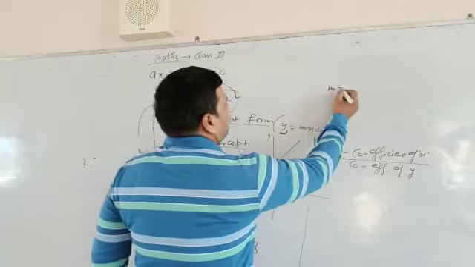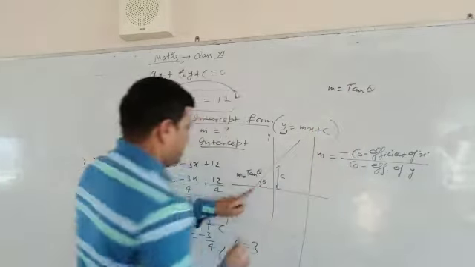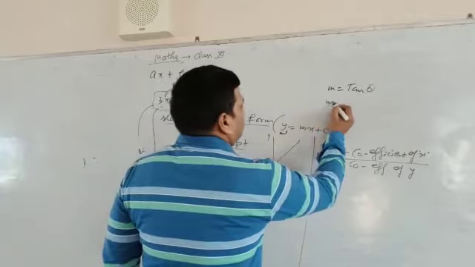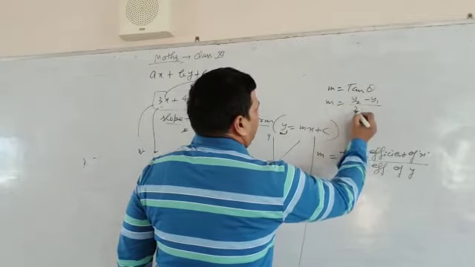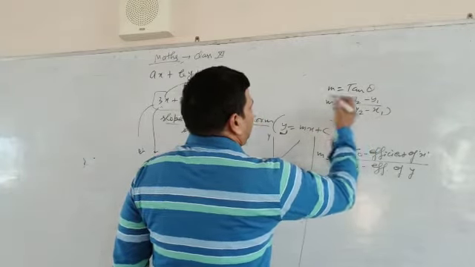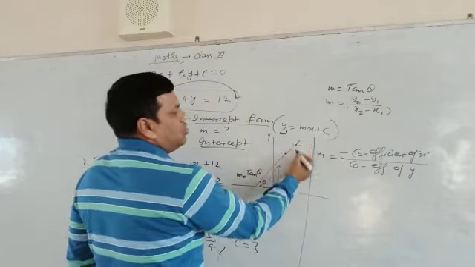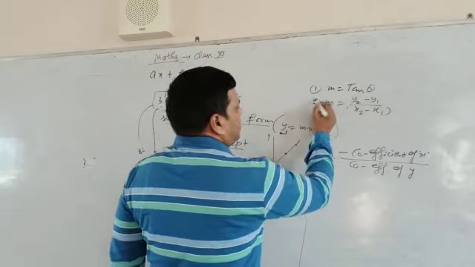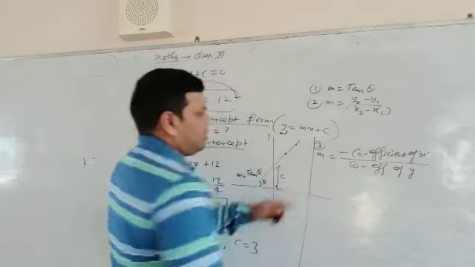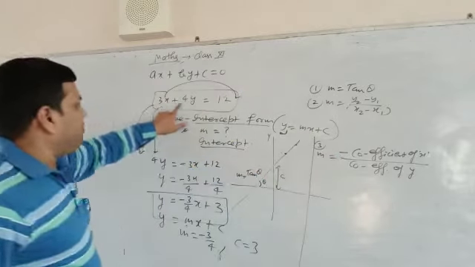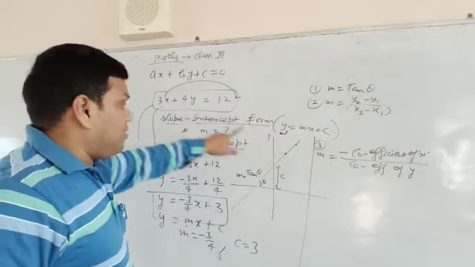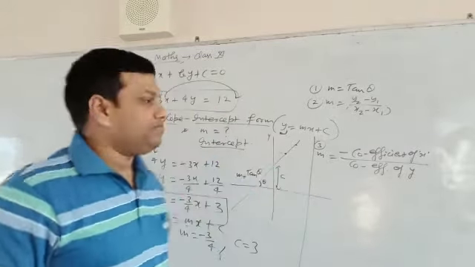You already know tan theta, if theta is given, and you already know y2 minus y1 upon x2 minus x1, if we have been given 2 points x1 y1 and x2 y2. Now we got the third one: if we have been given a straight line, directly we can find out the slope of that.